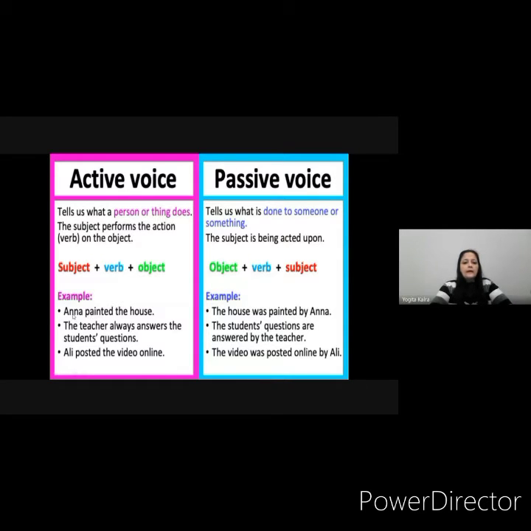For example, Anna painted the house. Now here children, you can see that Anna is the subject, painted is the verb, and the house is the object. And in the passive voice, we have to keep the object first. So the house, which was the object in the active voice, has become the subject here, right? So first we'll place the object. The house was painted by Anna. And here the second thing to be kept in mind is painted is the past tense, and here also it remains the same, as in was painted by Anna. So the tense has not changed.